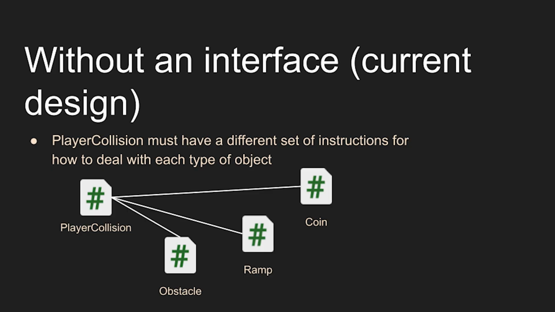Without an interface, this is our current design: the player collision script has to have its own logic written for how to deal with a coin, for how to deal with a ramp, for how to deal with an obstacle. Ramp is a theoretical one, but we could put that one in. How to deal with power-ups, how to deal with checkpoints, all the different types of things that the player could collide with. We need different logic in player collision to deal with that.